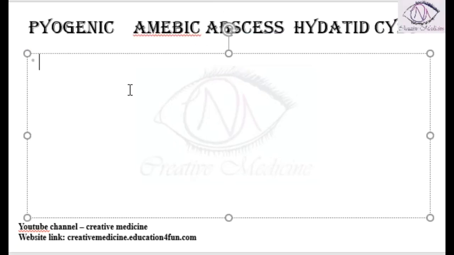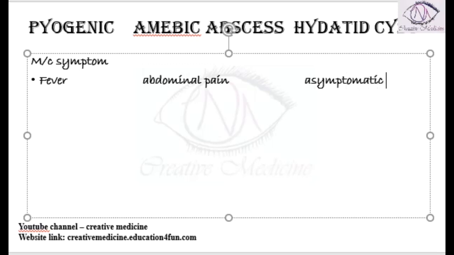First, what is the most common symptom? The most common symptom in pyogenic liver abscess is fever. Sorry, the most common symptom in amoebic liver abscess is abdominal pain. Actually, hydatid cyst is most commonly asymptomatic, but if you have to select one, then it is abdominal pain.